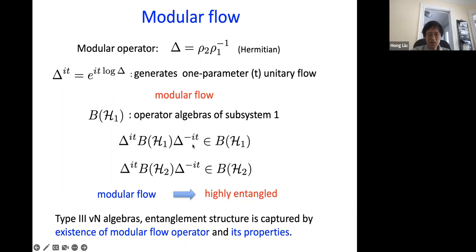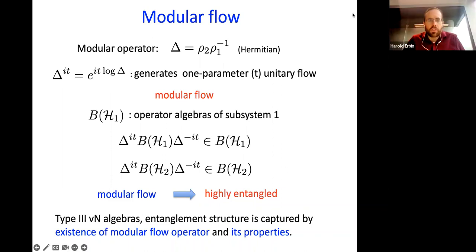Since all these entanglement entropies are infinite, you cannot use the entropy. But using the modular flow operator, you can classify the different entanglements in your system. Just to summarize, this von Neumann algebra structure is really a very natural language for us to capture highly non-trivial entanglement structure, which you cannot normally capture using your standard language. So to finish this part of the background, do you have any questions?